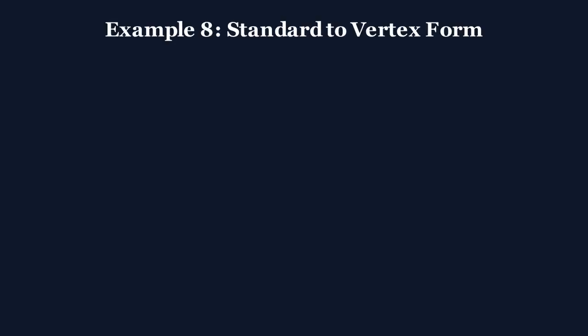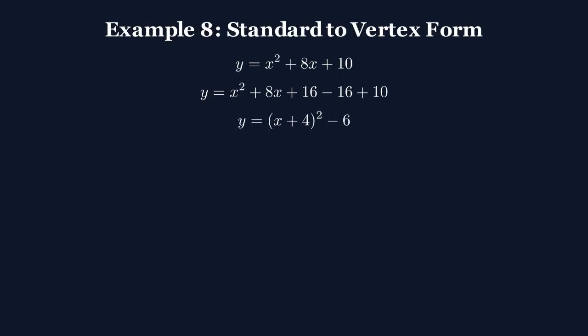Example 8. Convert y = x² + 8x + 10 to vertex form. Half of 8 is 4, and 4 squared is 16. Write y = x² + 8x + 16 - 16 + 10. The trinomial becomes (x + 4)², and the constants combine to -6. So vertex form is y = (x + 4)² - 6, with vertex (-4, -6).